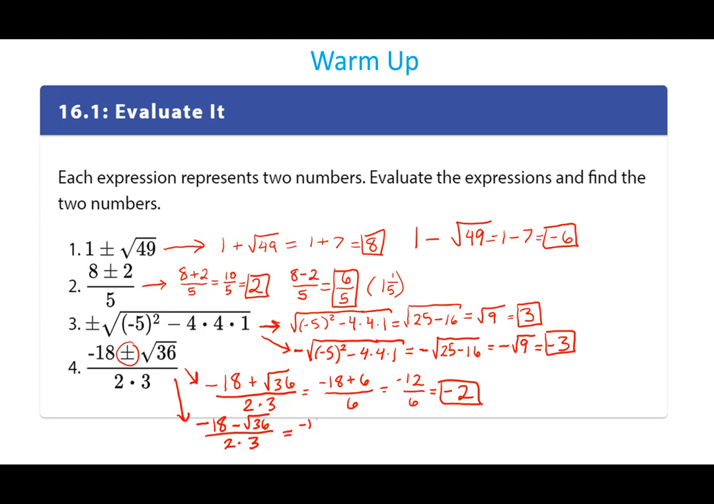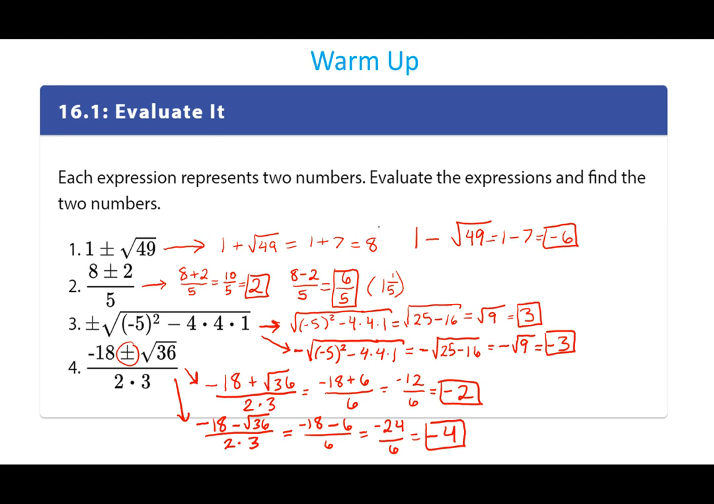Which means we have negative 18, and this time it's subtracting 6 over 6. Both the negative 18 and the 6 are negative. We're combining two negatives, so we have negative 24 over 6, and a negative divided by a positive is negative, and 24 divided by 6 is 4. So we have negative 2 and negative 4 are the two answers for question number 4.